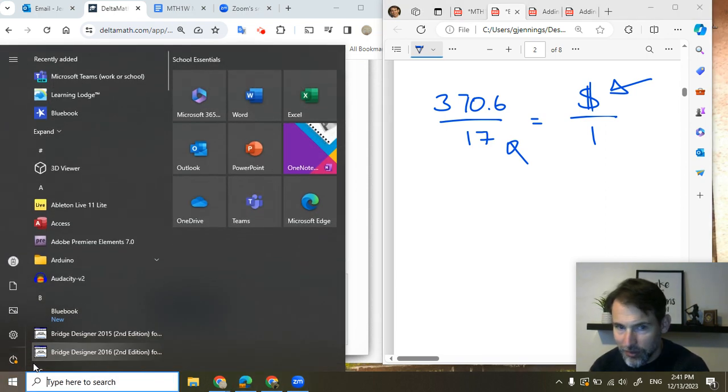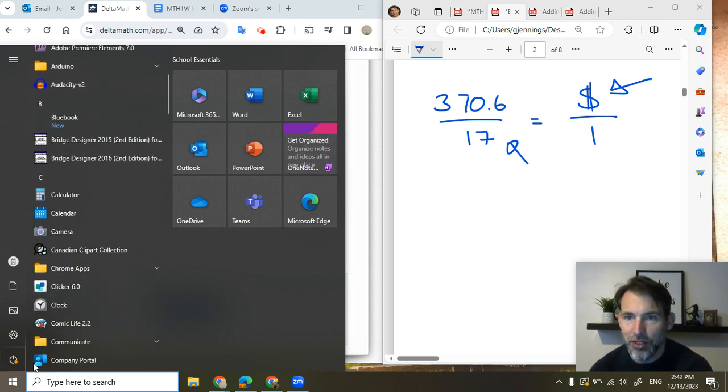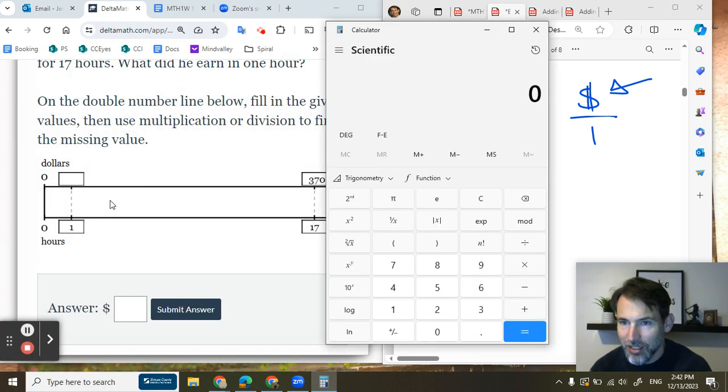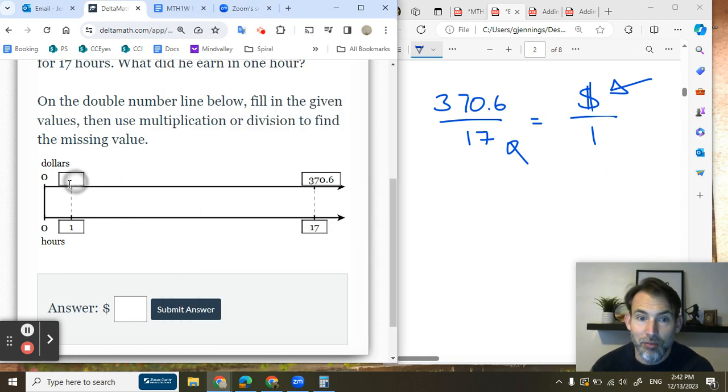At this point, you're going to see me get out a calculator because I don't happen to know 370.6 divided by 17 off the top of my head. It's kind of an ugly question. You kind of need a calculator for it, or do it longhand. 370.6 divided by 17. That's what that fraction bar means. It means divided by. He makes $21.80 an hour. So I can put that in there.